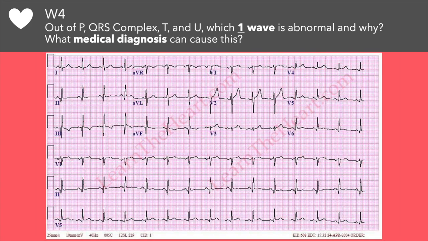W4, out of P, QRS complex, T, and U, which one wave is abnormal and why? What medical diagnosis can cause this? The Q waves in the inferior leads look pathological. This is an old MI. Inferior leads 2, 3, and AVF. Those are pathological Q waves in the inferior leads suggestive of an old myocardial infarction.